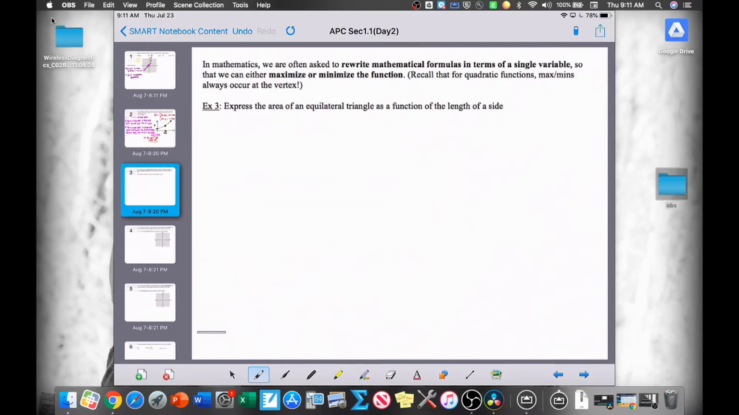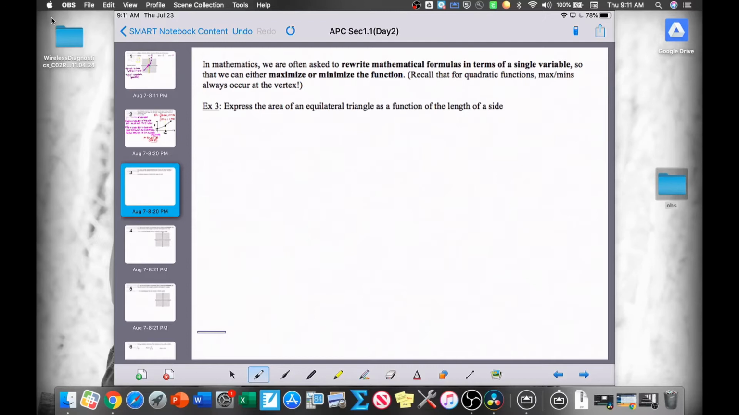All right, moving on to the next part. It says, in mathematics, we are often asked to rewrite mathematical formulas in terms of a single variable so that we can either maximize or minimize our function. Recall that for quadratic functions, maxes and mins always occur at our vertex, okay?